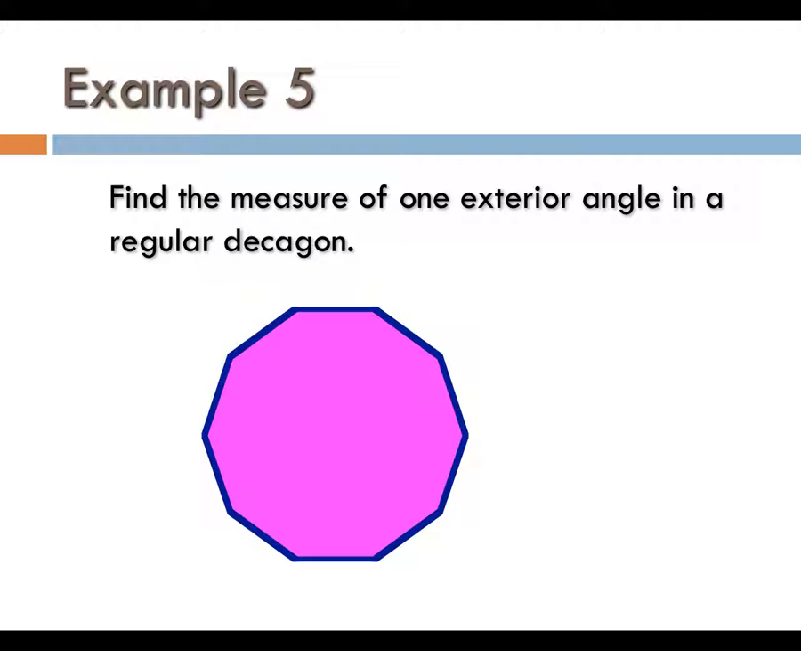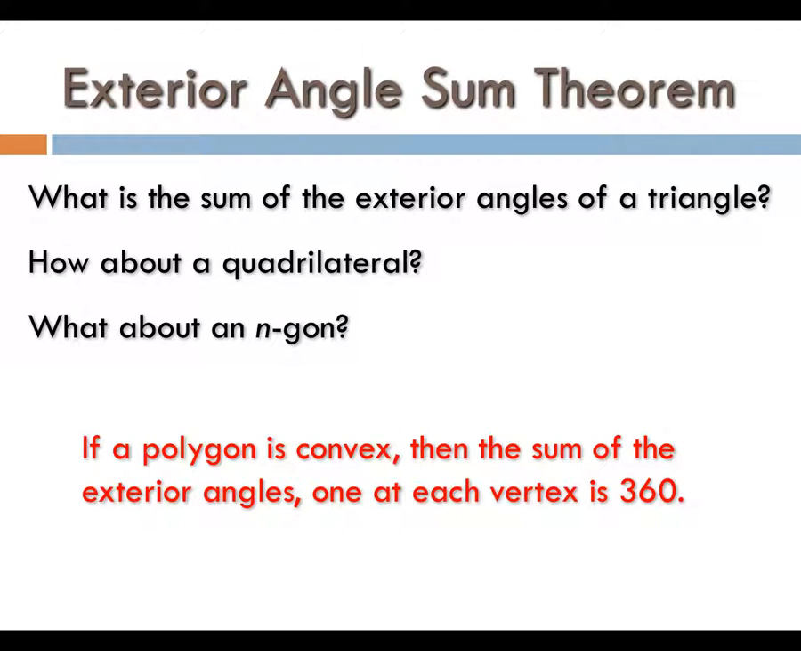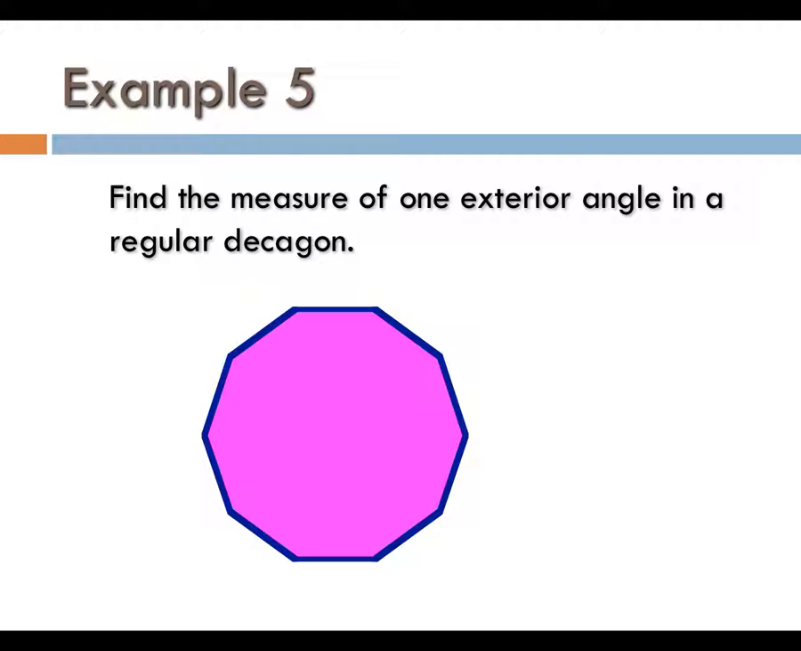We can go back for a second. Too fast? Okay, I'm good. Okay, 360. So, how big is one exterior angle in a regular decagon? What's n? It's a decagon, 10. How big is each exterior angle? 360 divided by 10, which is 36.